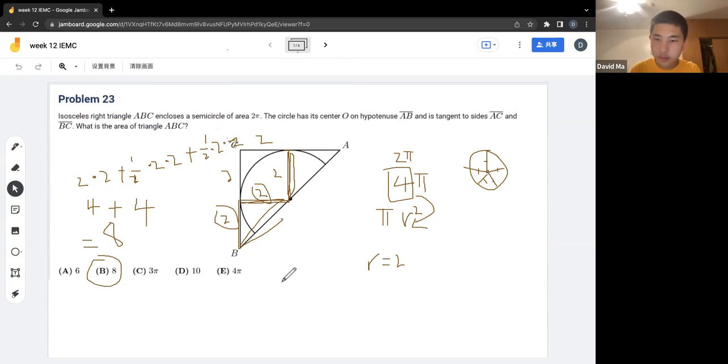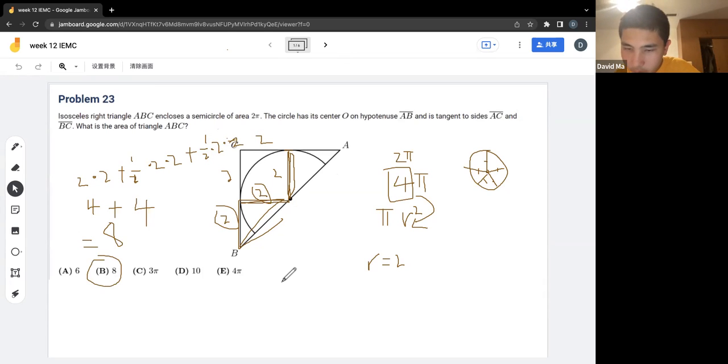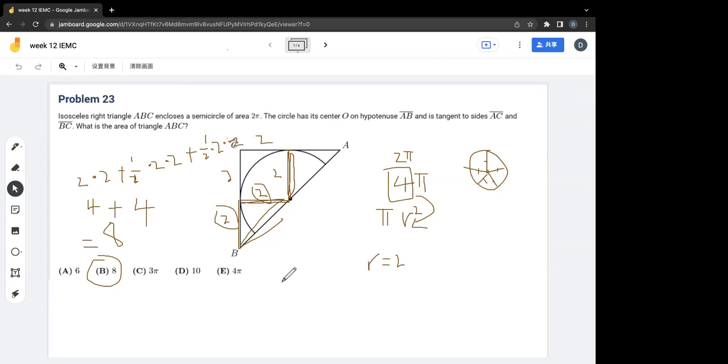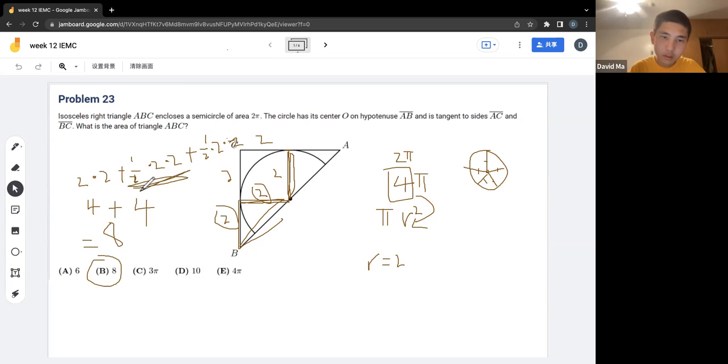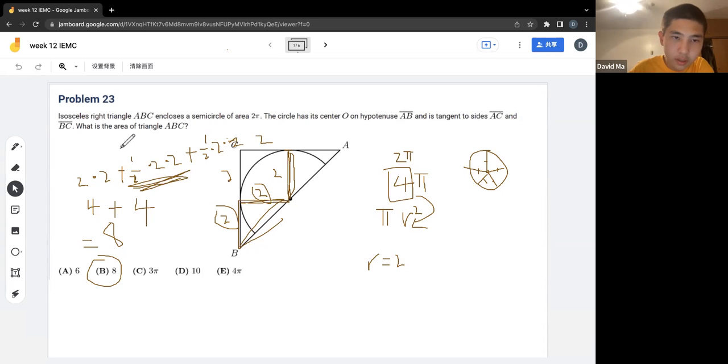Do you guys get this question? You lost me when you kept on adding the 2's. Sorry, Joyce. Can you say that again? I understand everything except for the part where you kept multiplying the 2's. Oh, this part. Do you know the formula for the area of a triangle?